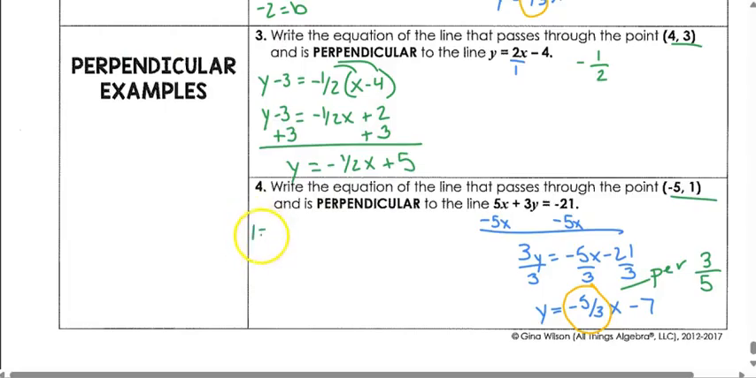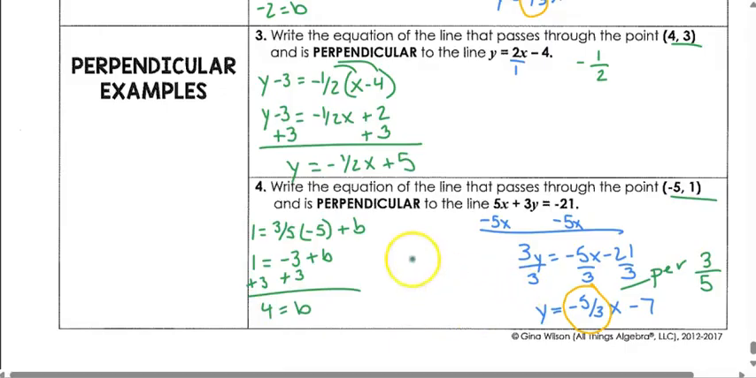So 1 is equal to 3/5 times -5 plus b, and let's solve for b. 3/5 times -5 is -3. So if I add 3 to both sides, I get b = 4. So that means my equation is y = 3/5 x + 4. All right, and that's it.